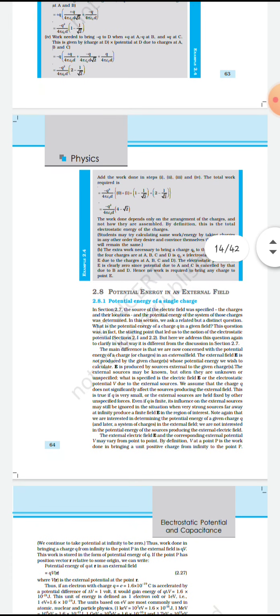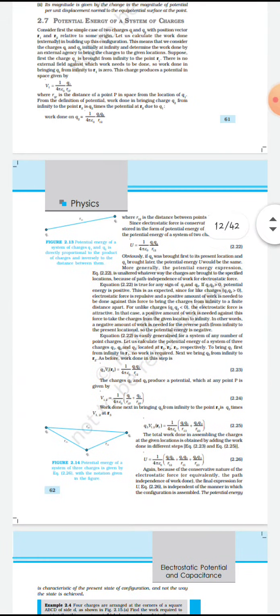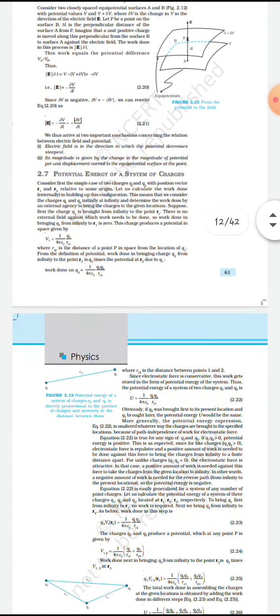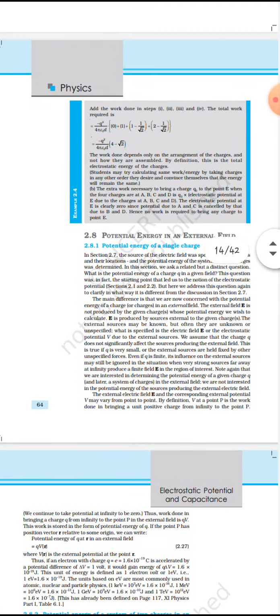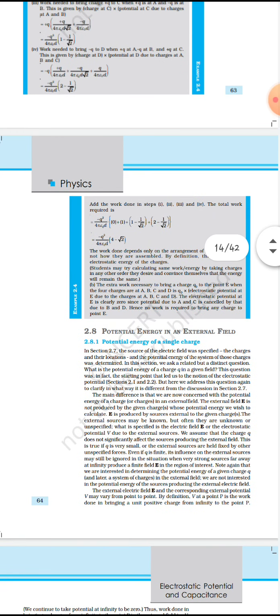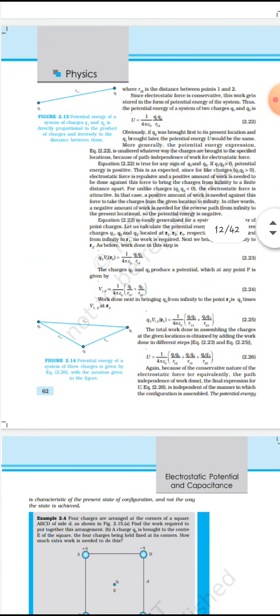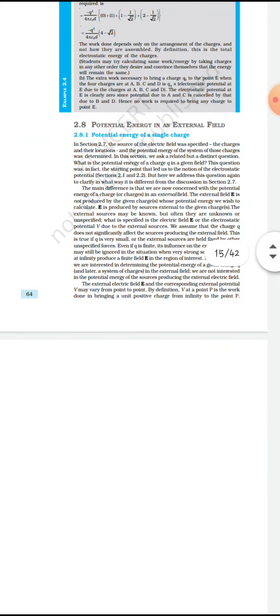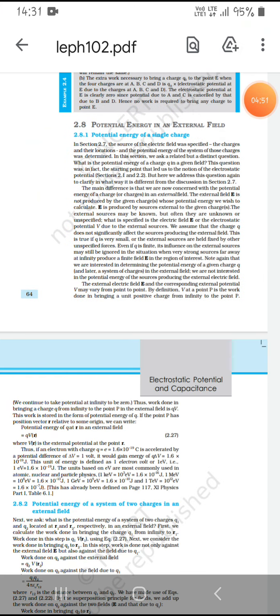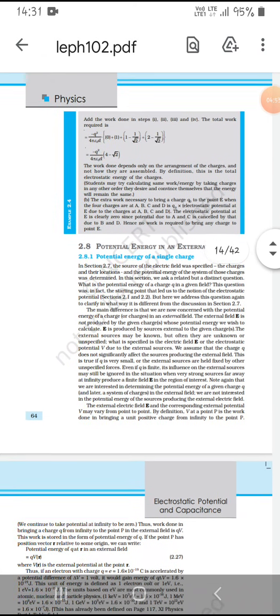In section 2.7, which I explained last time, I clarified what we get for the electrostatic force. The formula that we get there is only the potential energy. So this is the potential energy formula I clarified in the last video.